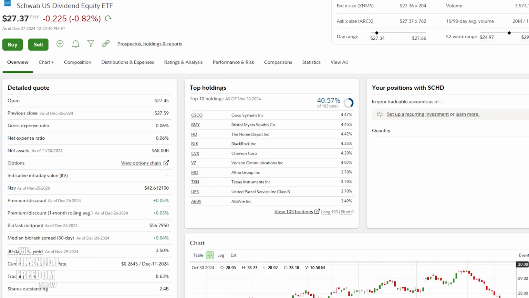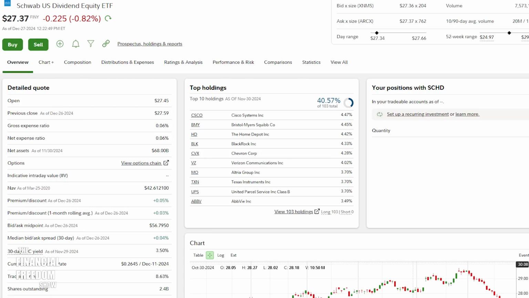So is SCHD right for you? SCHD is ideal for investors who prioritize dividend income, value stability, and seek a cost-effective way to invest in high-quality U.S. companies. It's especially suitable for retirees looking to get passive income, or investors who are younger and focused on investing dividends over time for compounded growth.